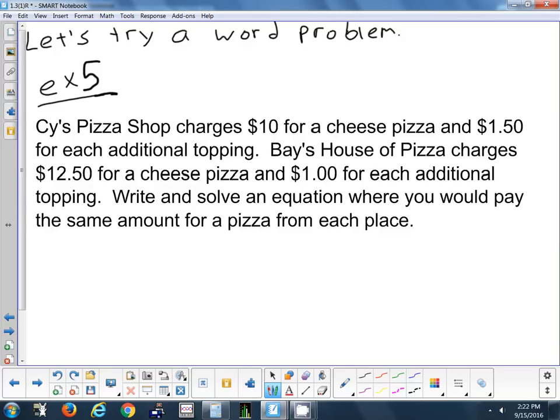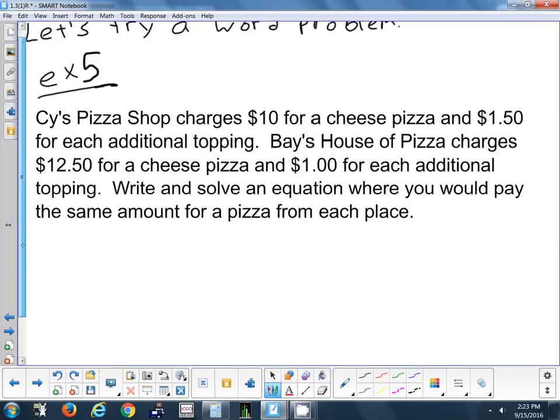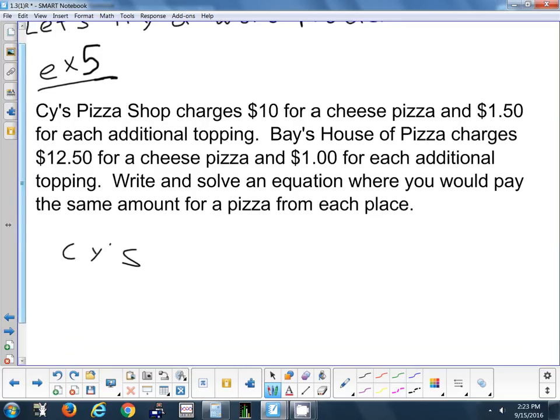So I want to write an equation that tells me basically when would I pay the same for a pizza from each place. I want to know how many toppings I would have to get to pay the same amount for a pizza at Bay's and at Size. So we've got two different pizza places. Let's start with Size. I want to write an equation that tells me the cost of a pizza at Size.